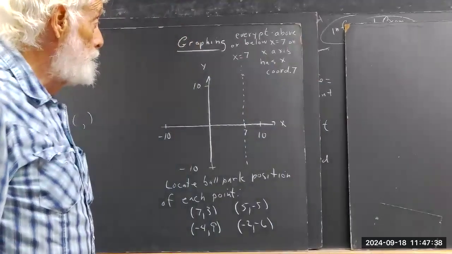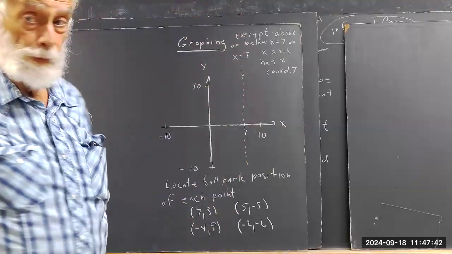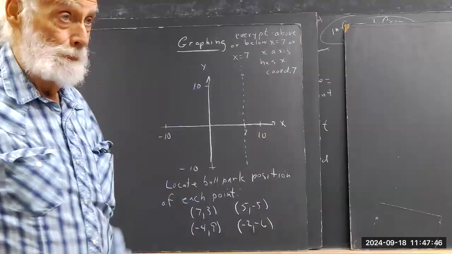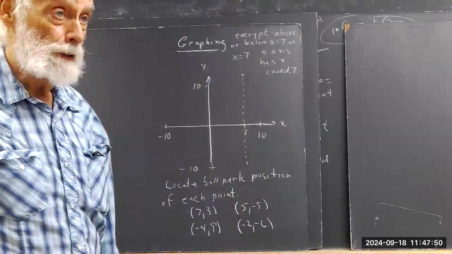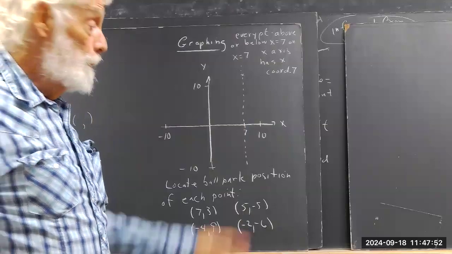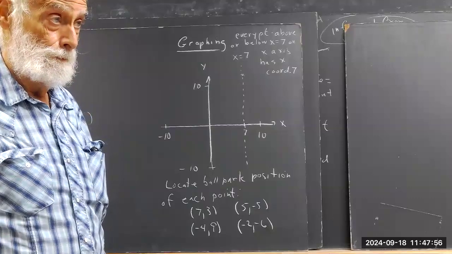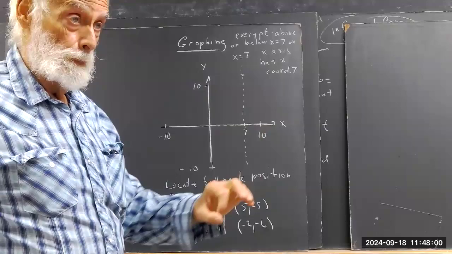Might be a little small. I'm just saying every point above or below x equals 7 on the x-axis has x coordinate 7. And all the points above and below this dotted line, any point that isn't on this dotted line doesn't have x coordinate 7. You want to get that idea into your head to really understand the coordinate plane.